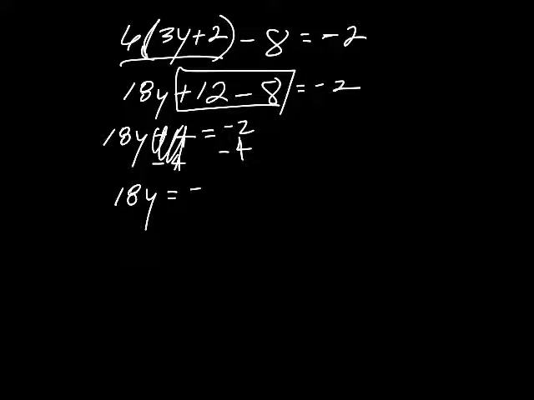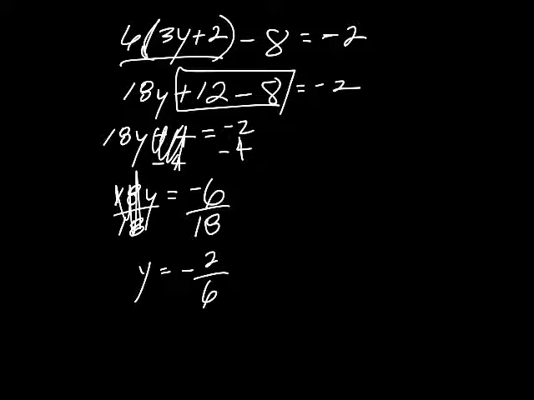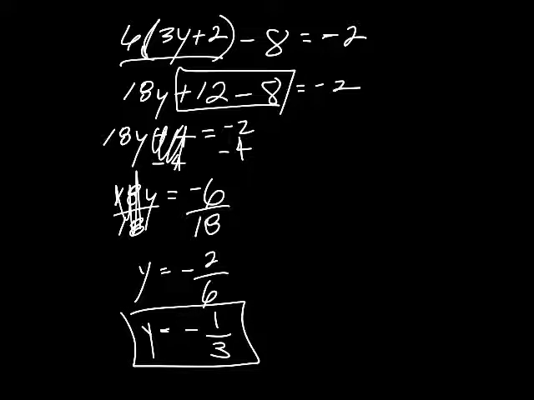18y equals negative 6. Divide by 18, divide by 18, and we get y, because those go away, equals negative 6 over 18. Let's see, 3 goes into 6 twice, 3 goes into 18 6 times. It can still be reduced even more than that because 2 goes into 2 once, 2 goes into 6 3 times. So that ends up being your answer for number 80. Okay, so that's the problem set for lesson 2.3.